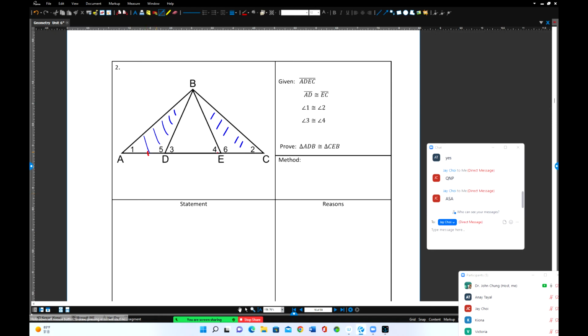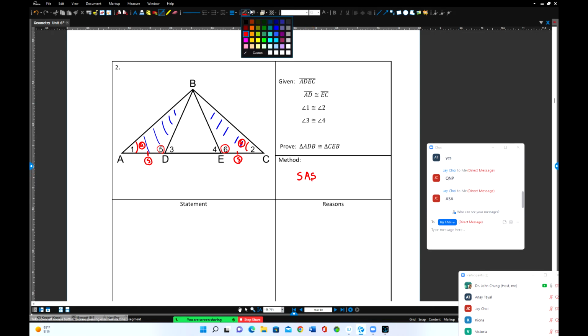AD equals EC. You got one side already. That's all done. Angle 1, angle 2, this angle also is done. Now we have angle 3, angle 4, right? But to prove they are congruent, we need to say this angle and the other angle 6 are congruent. So what is that? Angle side angle, isn't it?